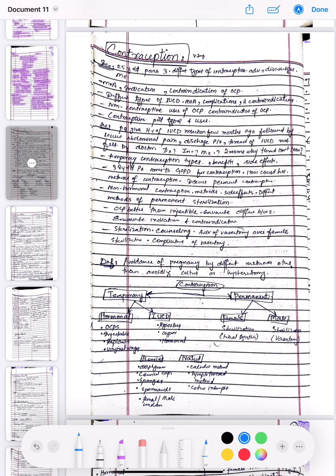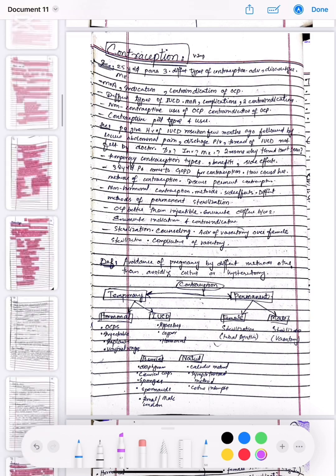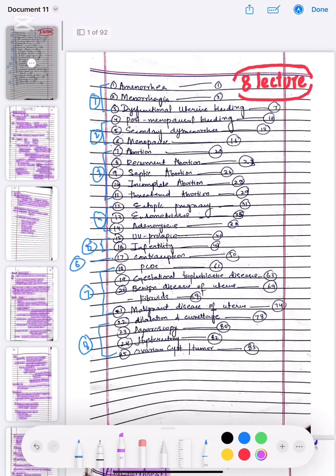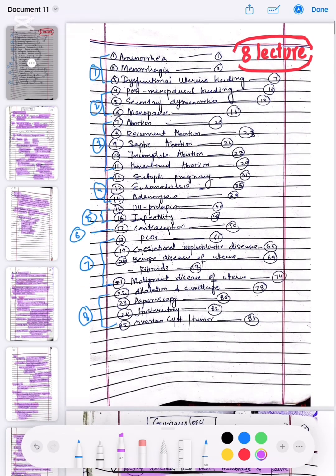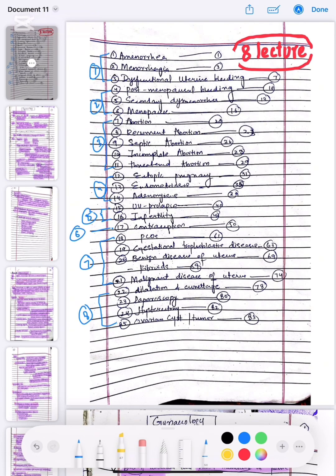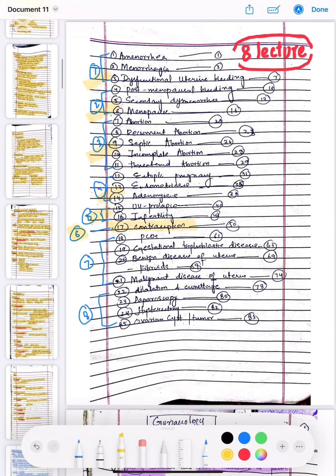So we are going to discuss the topic contraception. We have discussed the following topics. These were discussed in the first video, these in the second, third, fourth, fifth, and now this is our sixth lecture of the gynecology subject, that is contraception.